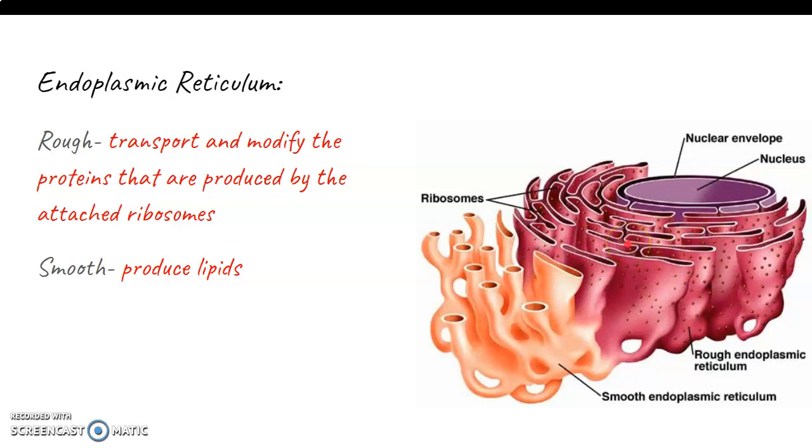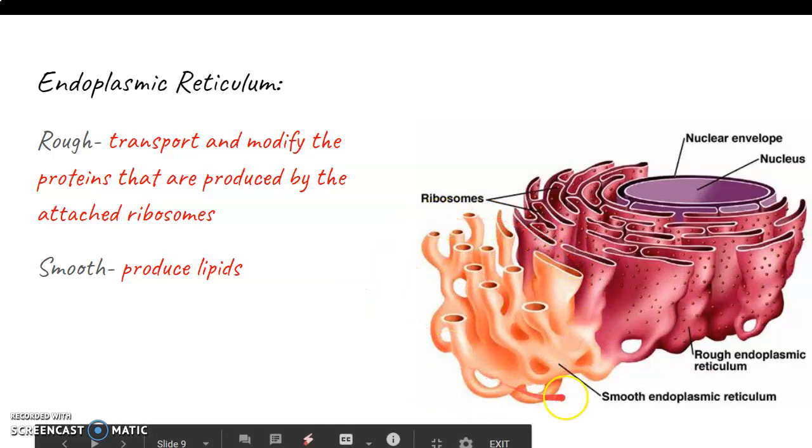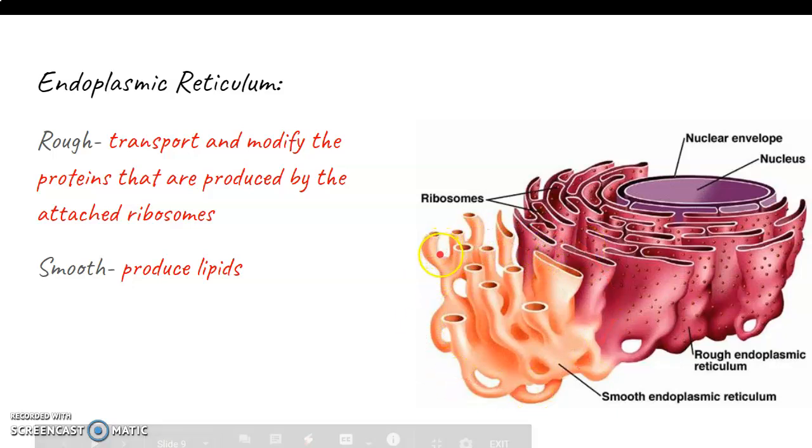They are embedded in the walls, and therefore if you would say run your finger across those, it would be bumpy, and therefore rough, and so thus the name rough endoplasmic reticulum. Notice here the lighter colored portion, there are no bumps, there are no ribosomes attached there, therefore smooth.